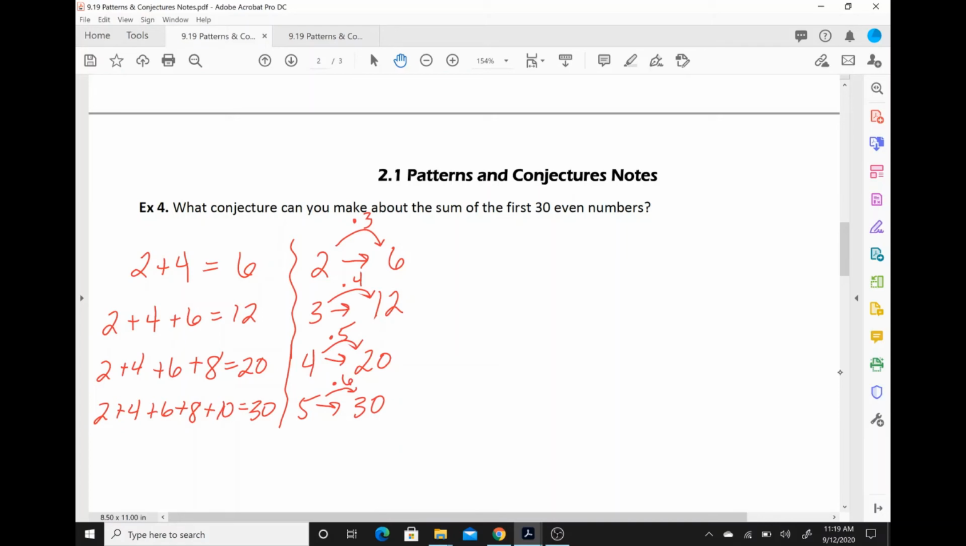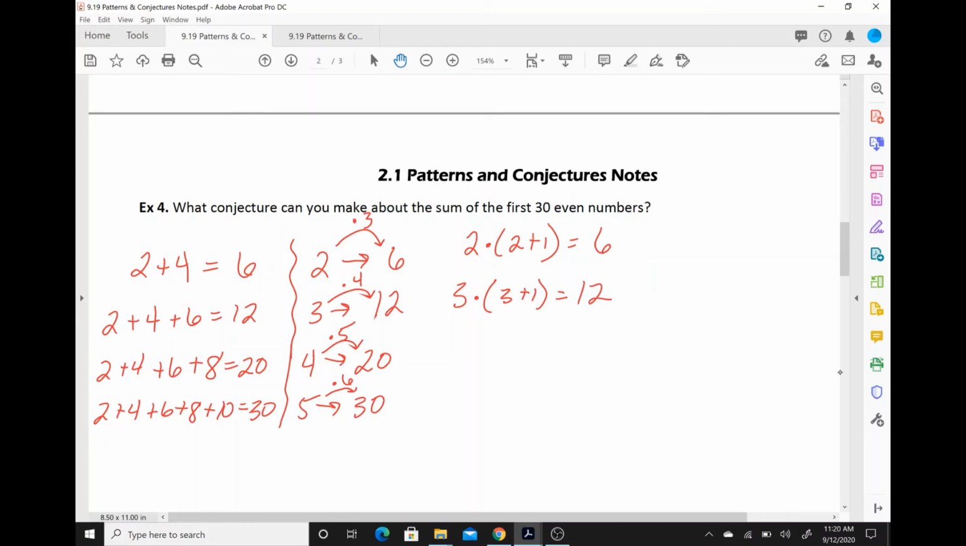You take the number of even numbers that you're adding together, you multiply that by one more than the number of even numbers, okay, and that will give you the sum. So here, we're doing 2 times 2 plus 1, right? Because 2 plus 1 is 3. And that gave us 6. All right, we do 3. And then look at 4. 4 is 1 more than 3, so we did 3 plus 1. And that gave us 12.